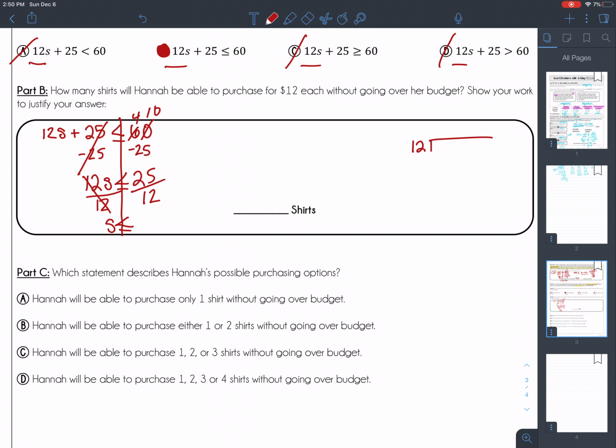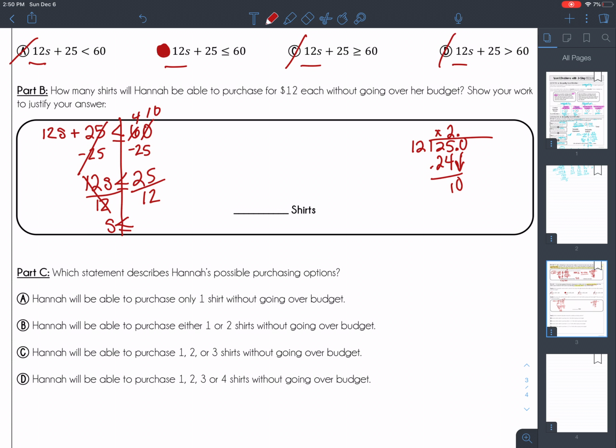And we're going to go in. 12 can't go into 2. It can go into 25 two times. 12 times 2 is 24. And now we do have a remainder. So we're going to put in our decimal and bring that up into our answer and bring down our 0. 12 cannot go into 10.